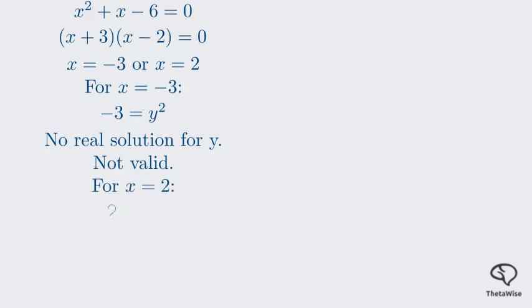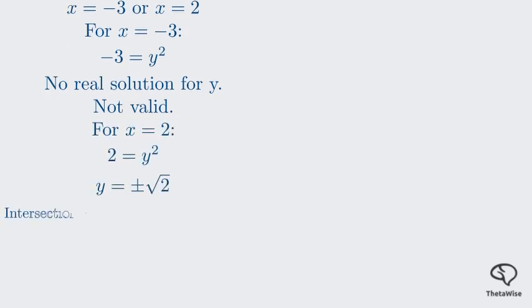For the second solution, x equals 2. Again, using the parabola equation, 2 equals y squared. This gives us y equals plus or minus the square root of 2. So the intersection points are (2, root 2) and (2, minus root 2).